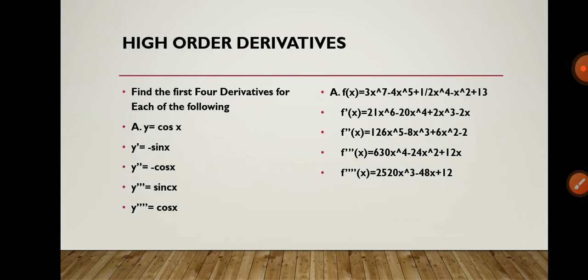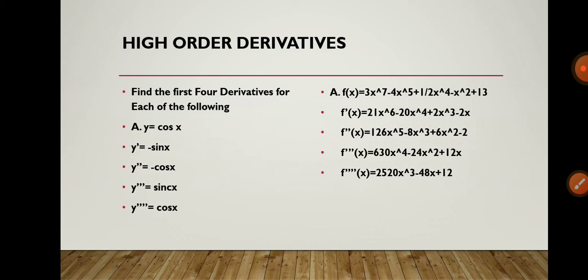As well as the second given, f of x equals 3x raised to 7 minus 4x raised to 5 plus 1 half x raised to the 4th minus x squared plus 13. So the first prime of x equals 21x raised to the 6th minus 20x raised to the 4th plus 2x cubed minus 2x. The second prime of x equals 126x raised to the 5th minus 8x cubed plus 6x squared minus 2.